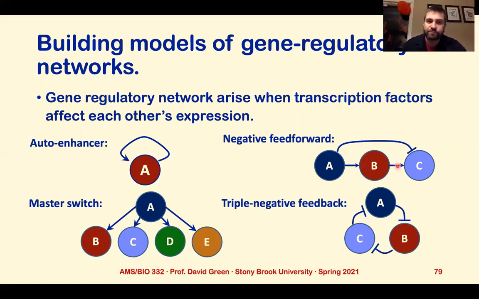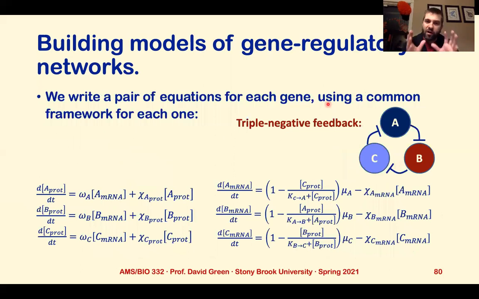How do we do that? Well, all we have to do is repeat the process that we did in those two earlier examples for each gene in the system. Right? For every gene in the system, we write a pair of equations, one for protein, one for RNA. And we use a common framework for each of these. For this triple negative feedback loop, the system of equations might be here.